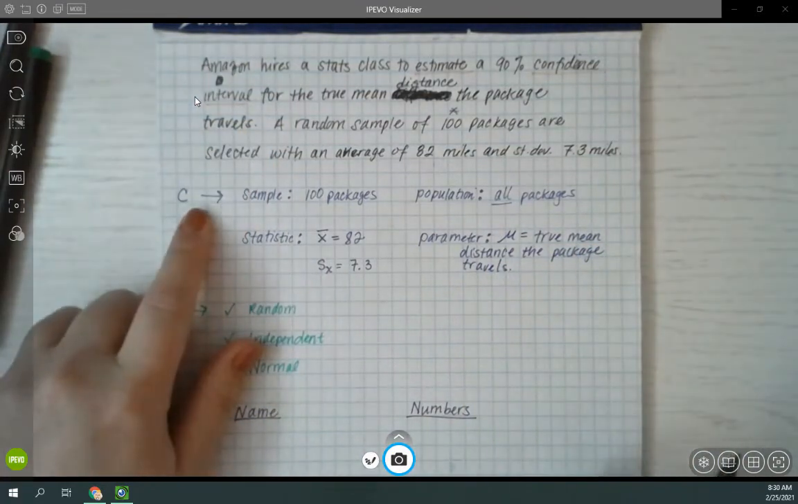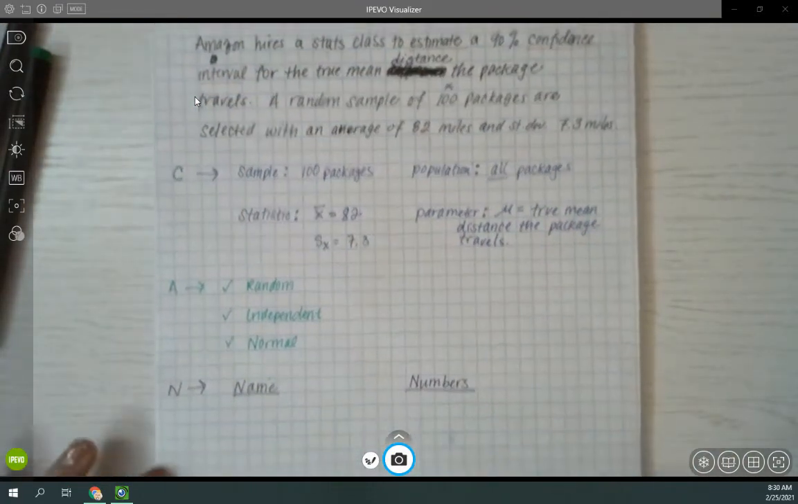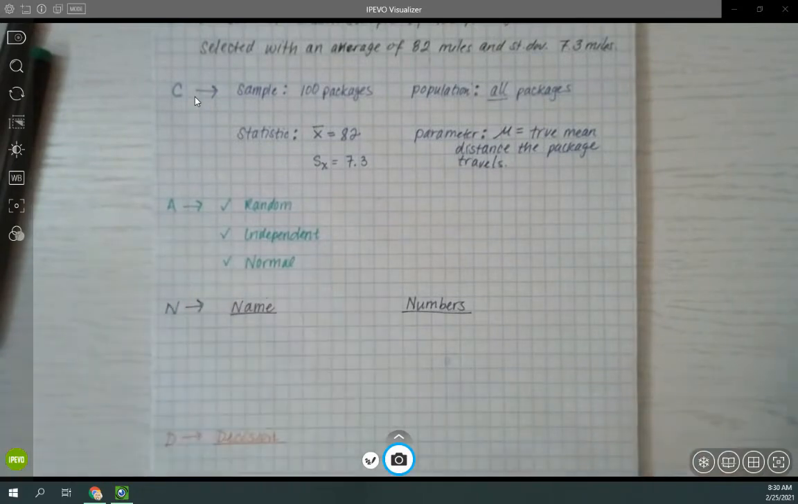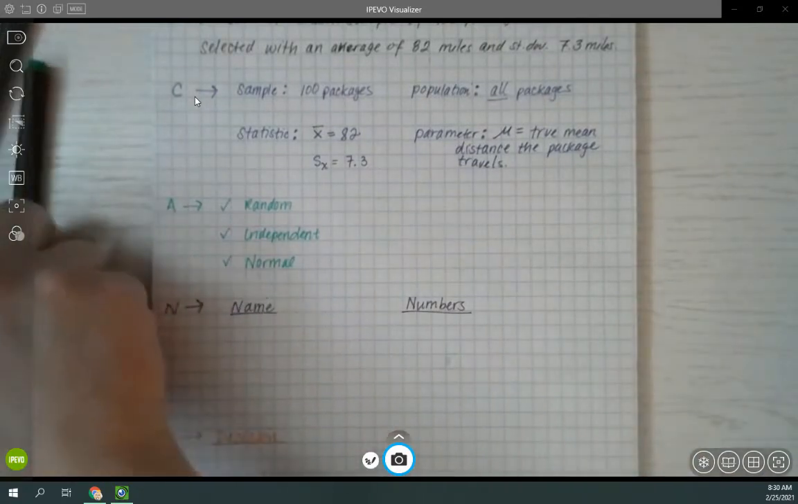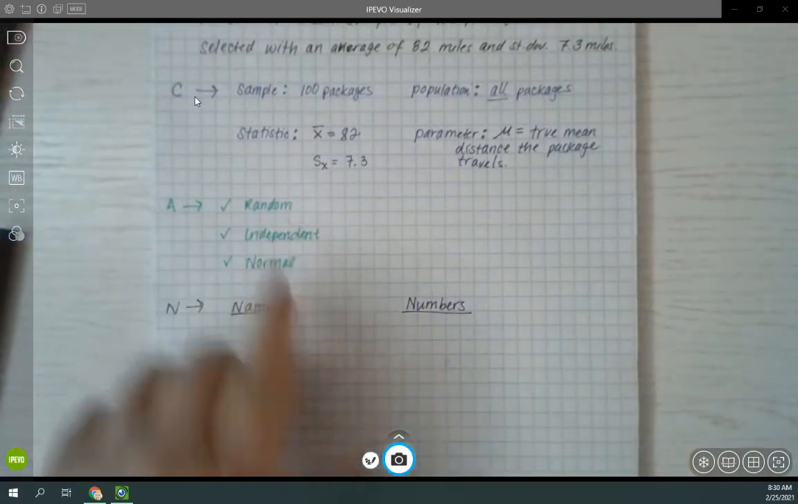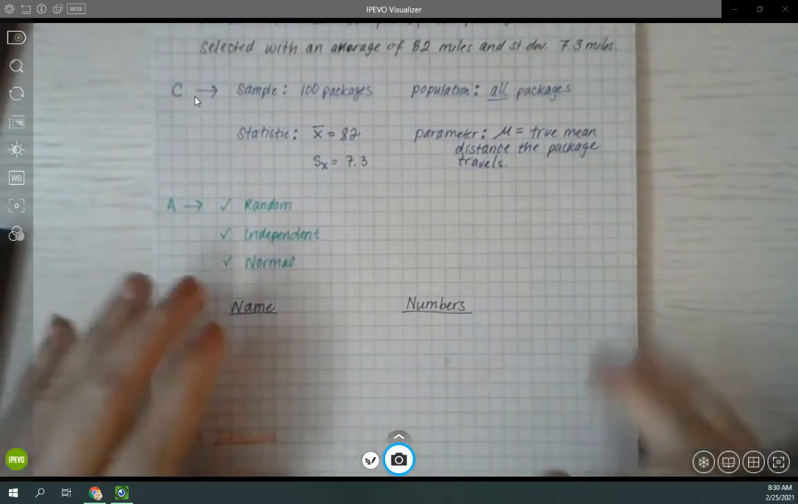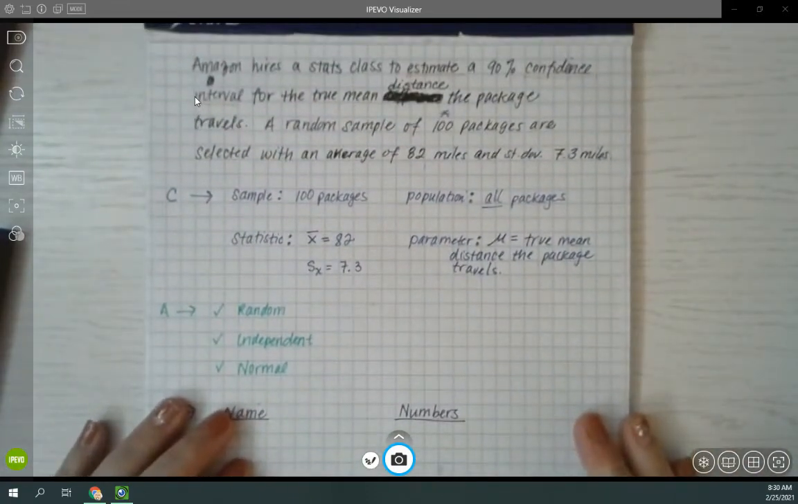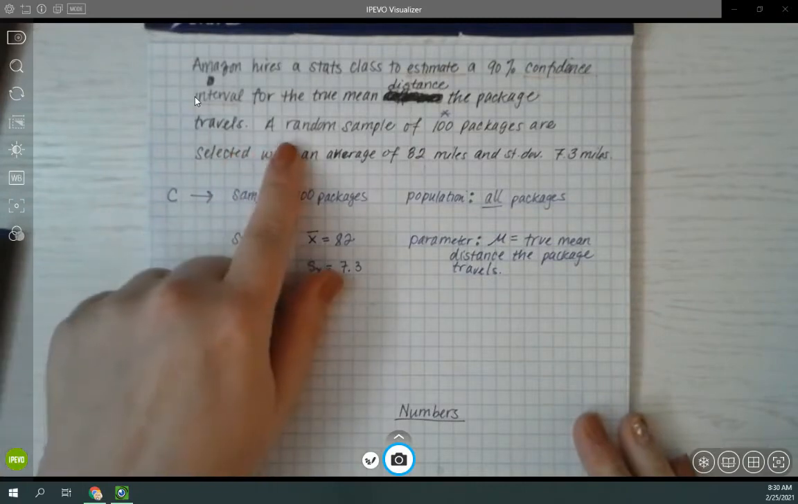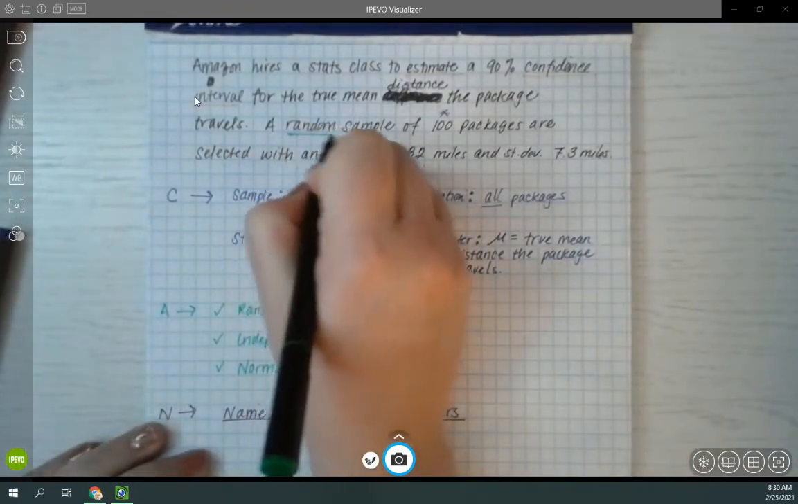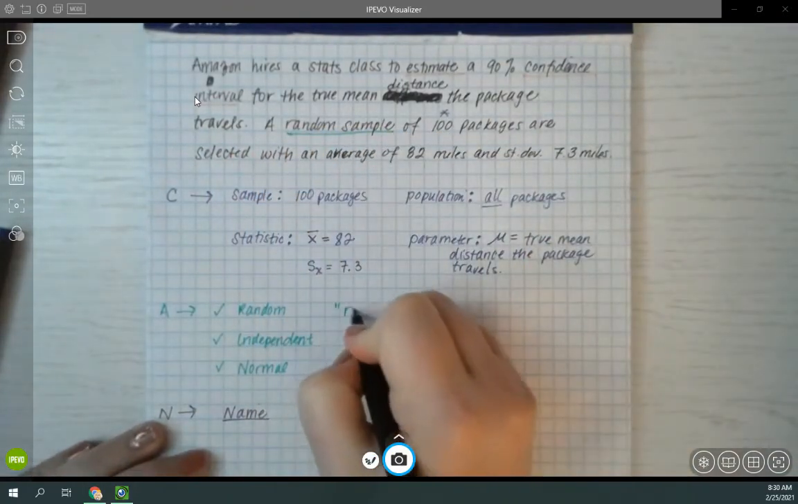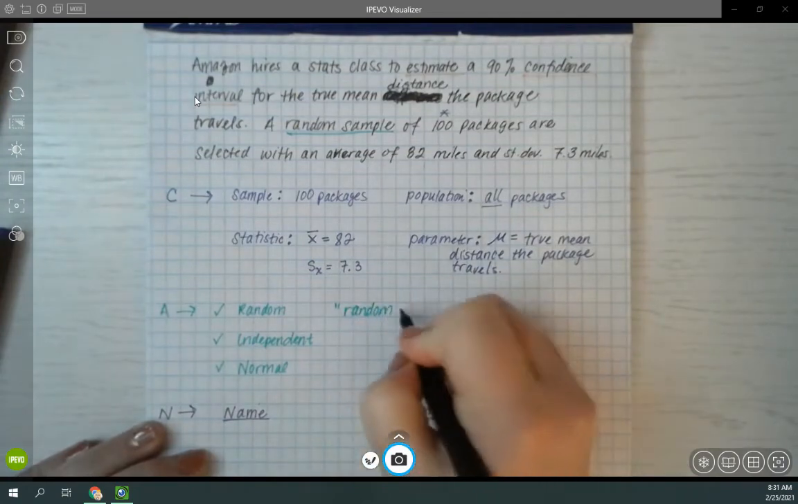Now that I've stated all the information that I'm going to need, I'm going to go ahead and move on to A for checking the assumptions. So the first assumption I need to check for is random. So I'm going to look anywhere in the prompt where it's mentioning random. And it's right here in the second line, a random sample. So I'm going to use that quotation, random sample.